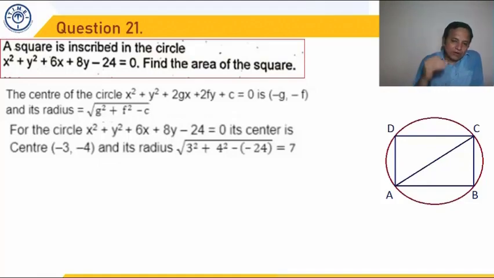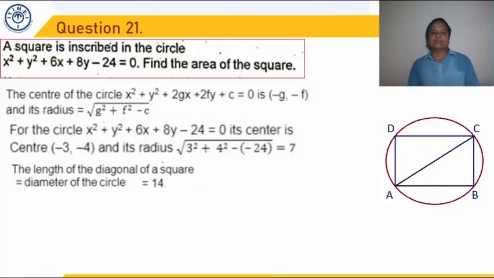What do we have to find? We have to find the area of the square. Can we say the length of the diagonal of a square is equal to the diameter of the circle? Radius is 7, so diameter is 14. So we get the diagonal of the square as 14 units.